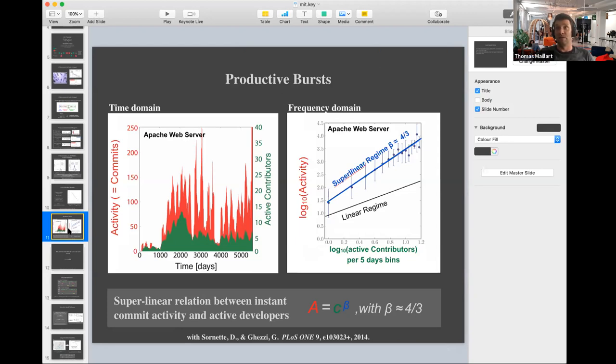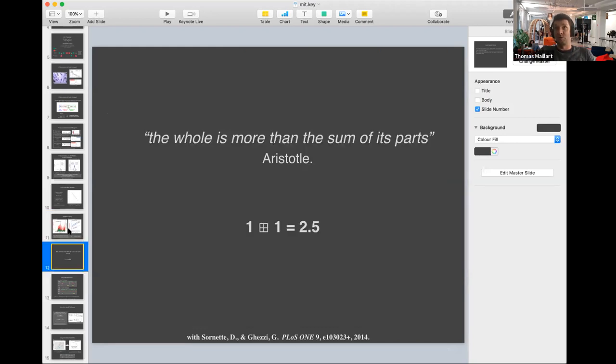beta approximately equal to 4/3. And this is much higher than the linear regime. It's really growing as a power law. So the formula we have is A equals C to the power beta, with beta roughly 4/3. And this is nice because this is the first empirical demonstration of Aristotle's idea that the whole is more than the sum of its parts.